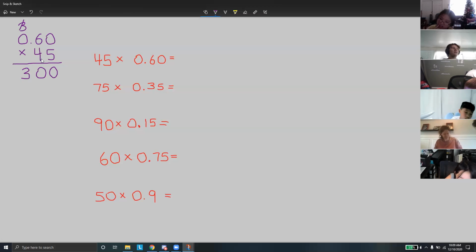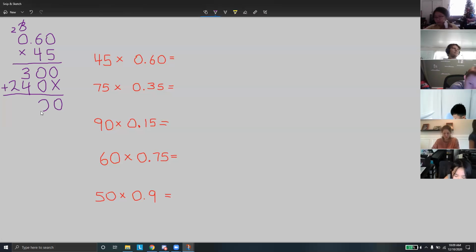And so now we're doing the 4, and since the 4 is in the quote-unquote tens place, I write an X there to show I'm in the tens place now. 4 times 0 is 0. 4 times 6, 24. And then 4 times 0 plus 2. Okay, so we're doing everything like normal so far.